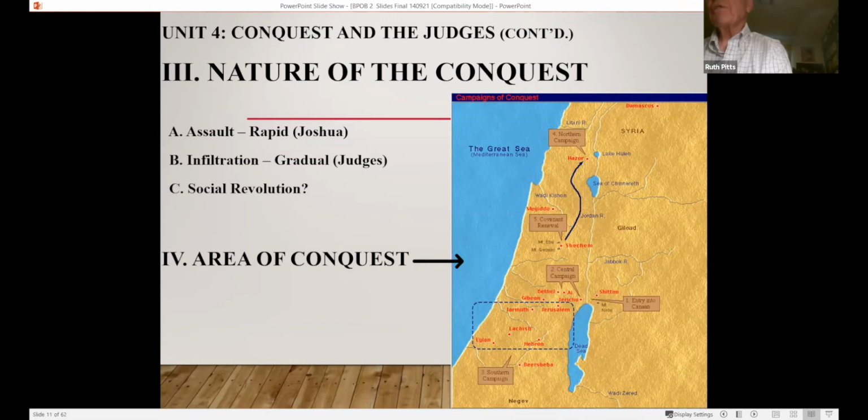The nature of the conquest is debated because the evidence shows up differently in the Bible. Joshua has a rapid assault into the land, whereas Judges indicates there are still a lot of cities we haven't taken and a lot of cities we'd never take. So it's kind of gradual, and we live among the Canaanites is the picture you get in Judges. And then there's a modern theory that it's a kind of social revolution. You have more biblical support for the first two. Let's move on.